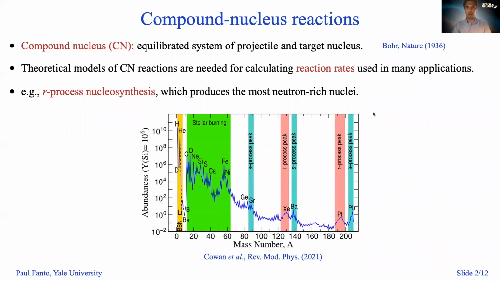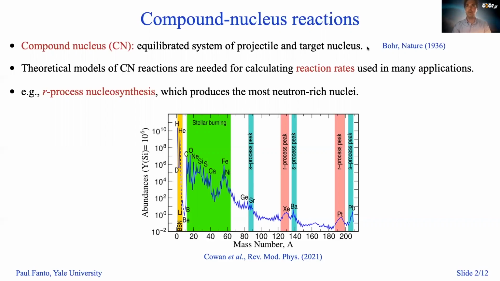The motivation for my work is the modeling of compound nucleus reactions. The compound nucleus is an equilibrated system in which the projectile fuses with the target nucleus, and this fused system statistically equilibrates, meaning that it forgets, in some sense, how it was formed. Theoretical models of compound nucleus reactions are needed to calculate reaction rates for many important scientific and technological applications.